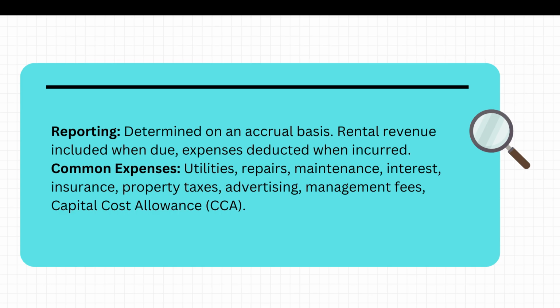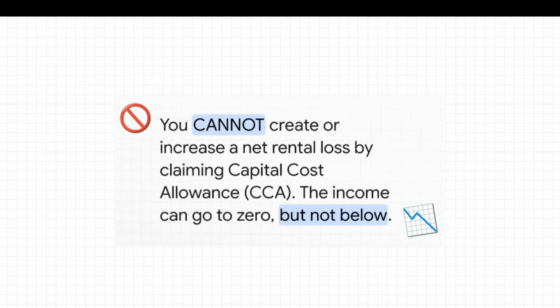Now about capital cost allowance, CCA. Each building costing $50,000 or more goes into a separate CCA class. Most rental buildings are Class 1, which depreciates at 4% on a declining balance basis. But here's the catch: you cannot use CCA to create or increase a rental loss. The CRA doesn't want people writing off too much depreciation just to reduce other income. So, CCA can reduce taxable income from rentals, but it can't push you into a loss.